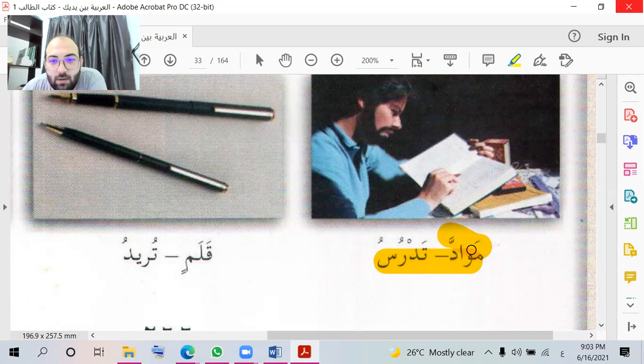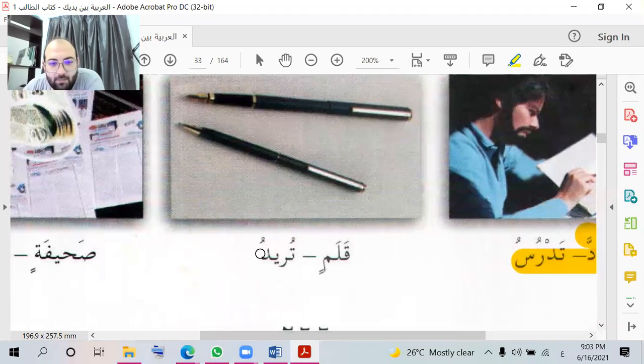Mawad is module. Mawad is subjects. Mawad is material. Mawad has a lot of meanings in English. But here, Mawad is for subjects that he's studying. What is the module that he's studying? So you say أي مواد تدرس for male. How to say for female? أي مواد تدرسين. ما شاء الله.